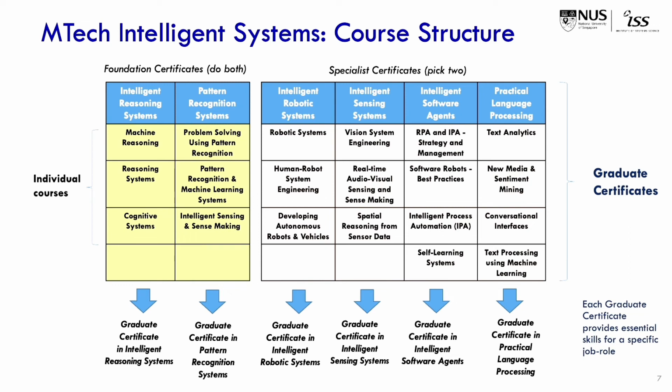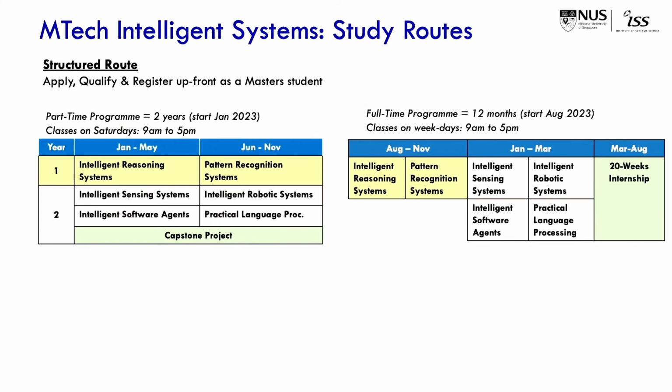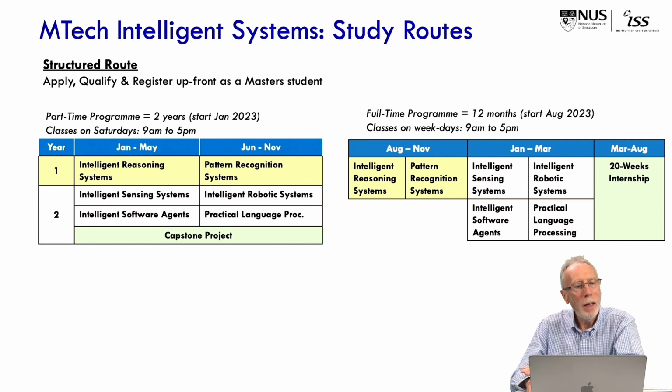So how does it all work over the course of your studies? There are a couple of different ways of taking our master's program. The structured route is where you apply, qualify, and register upfront. So you're registering as an NUS master's student upfront. So you can either do this as a part-time student studying on Saturdays over a course of 2 years, or you can do it as a full-time student studying during the week over a 12-month period.